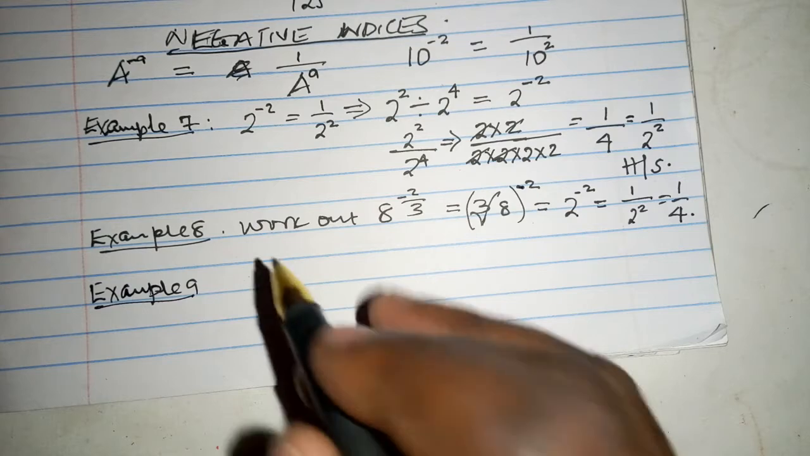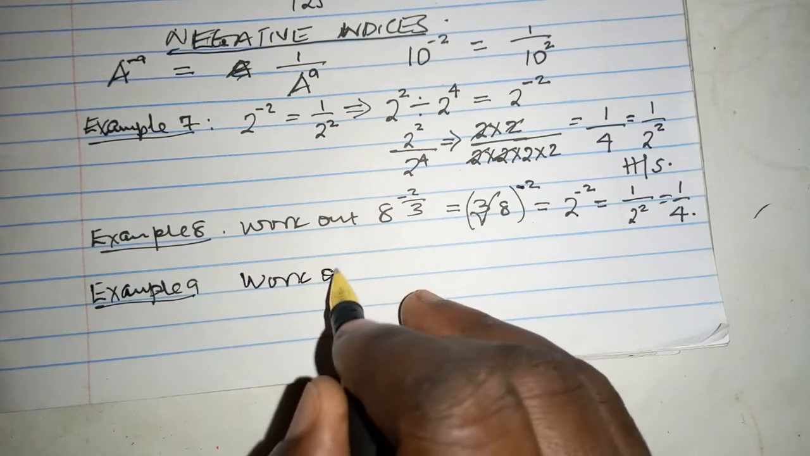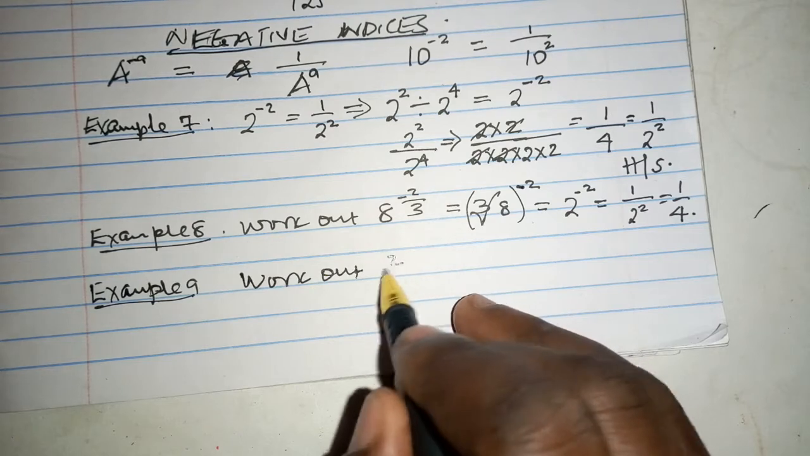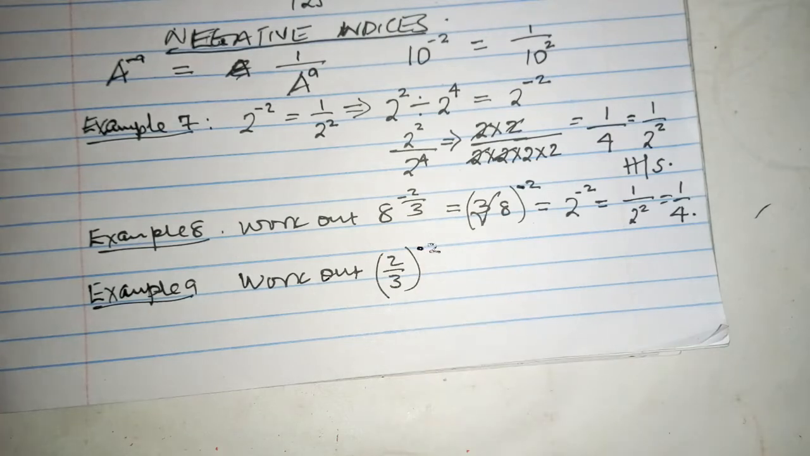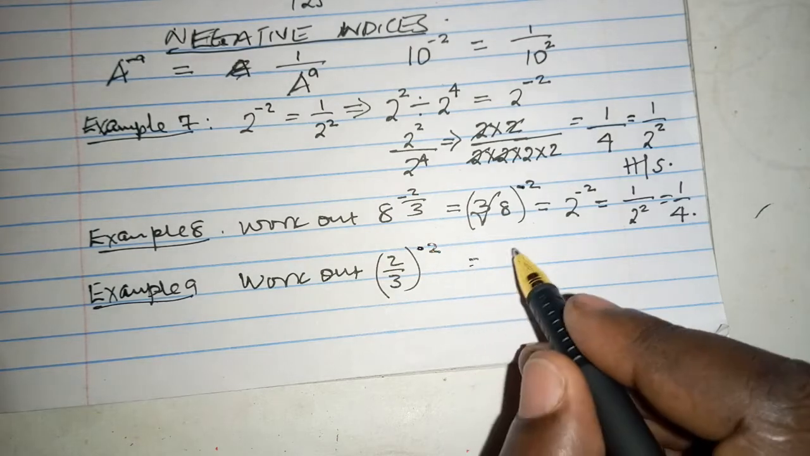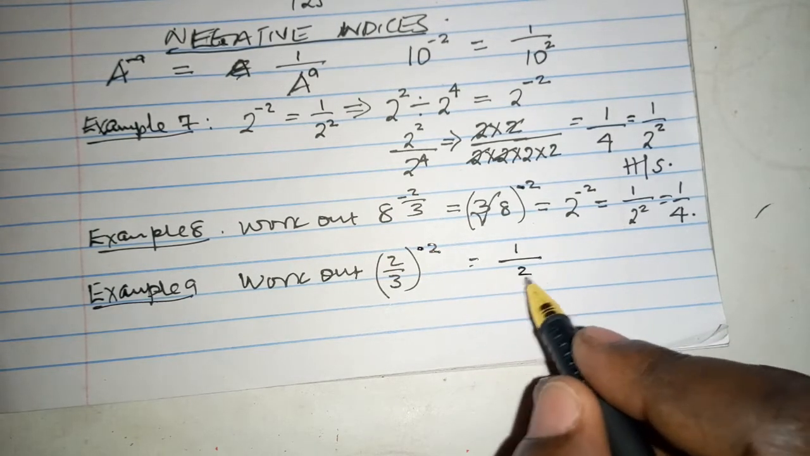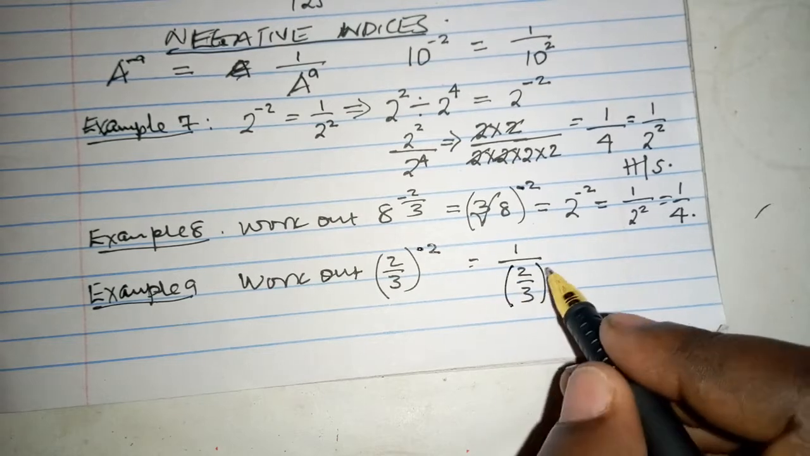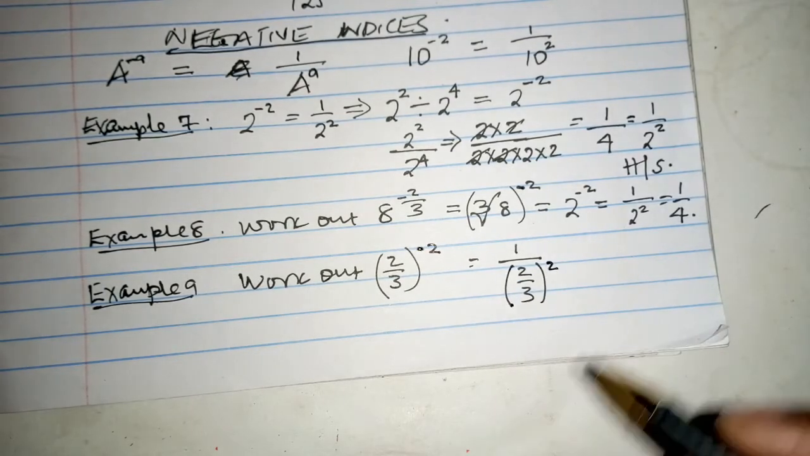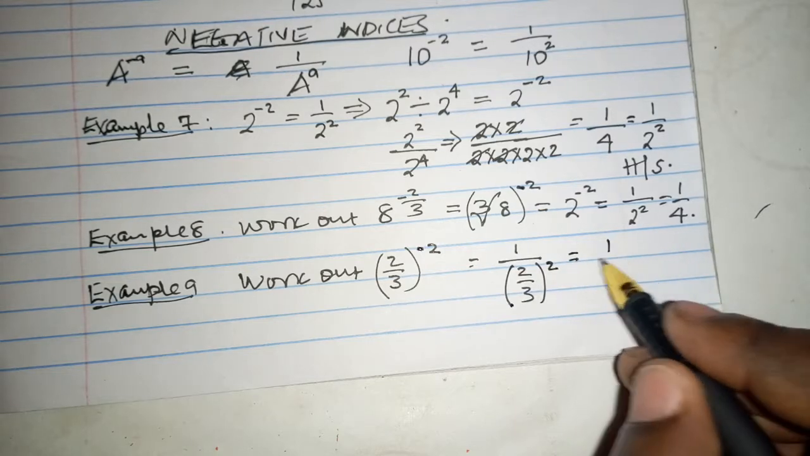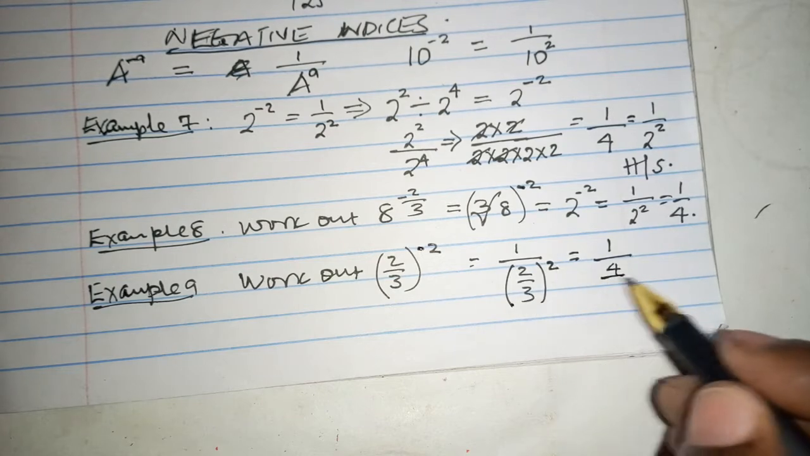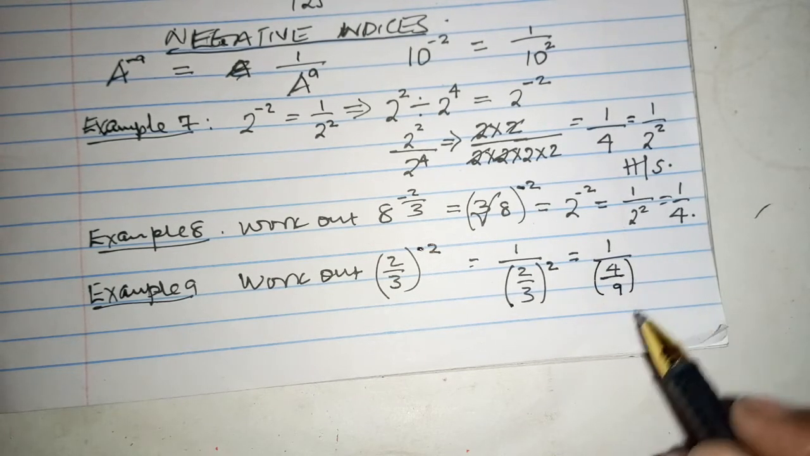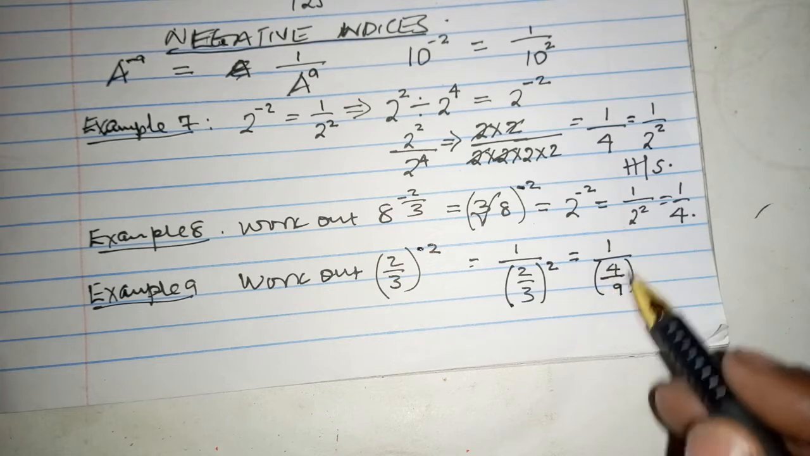Example 9 talks of: work out (2/3) raised to power minus 2. What does this mean basically? This means 1 over (2/3) raised to power positive 2, which is equal to 1 over 2 squared is 4 over 3 squared is 9. Now, I want us to be very keen here.